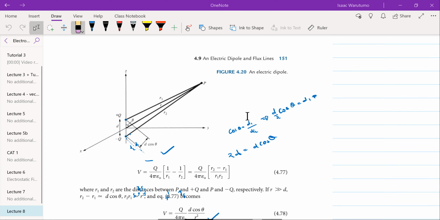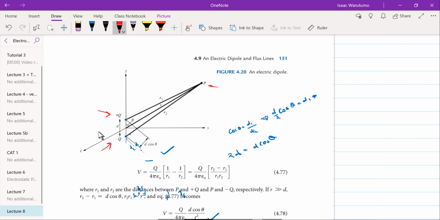So here we consider a dipole as seen in this figure 4.20, and in this figure we have point charges Q plus and Q minus, and we want to observe the electric field due to this dipole at this point P.